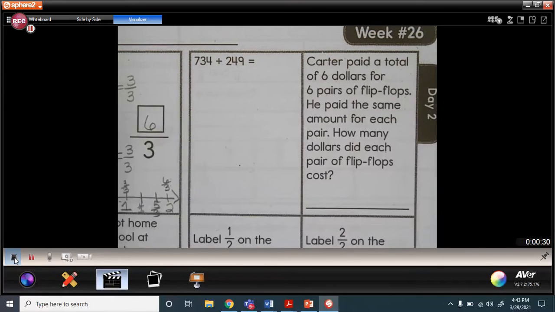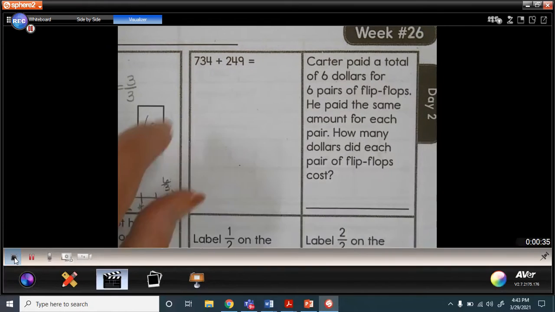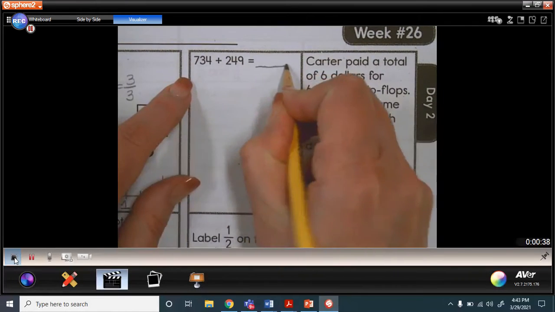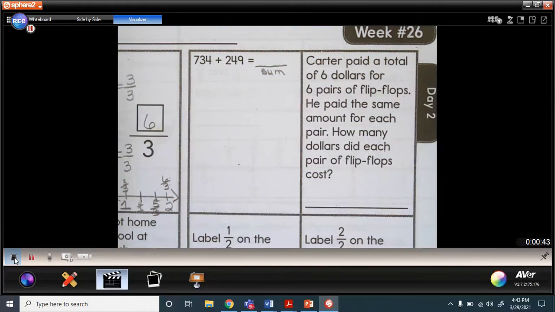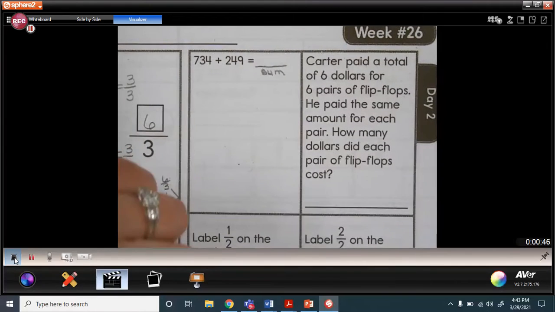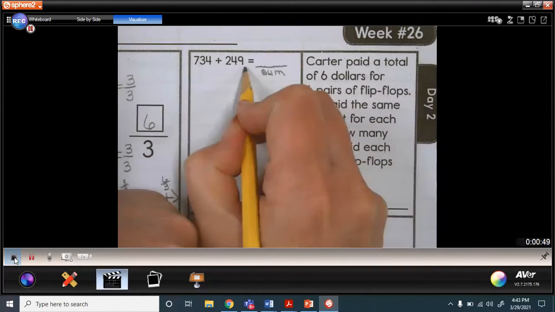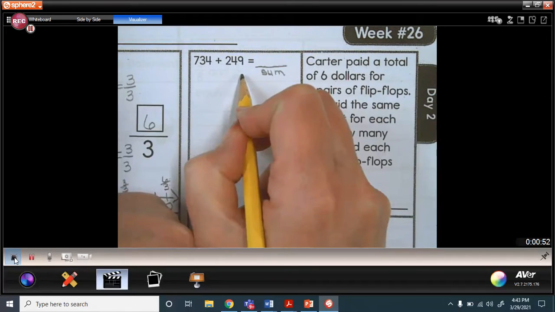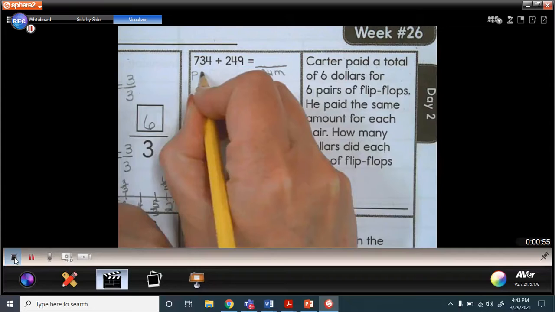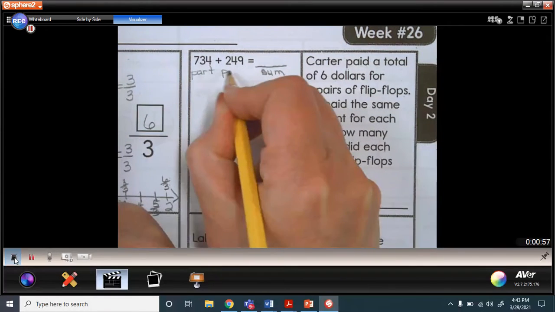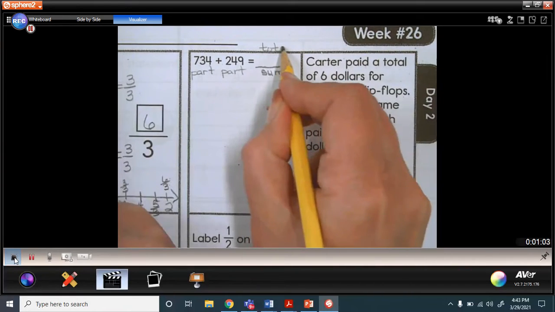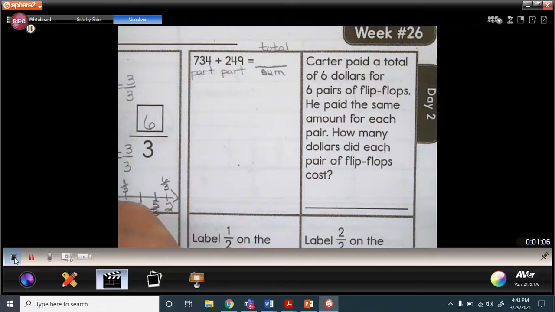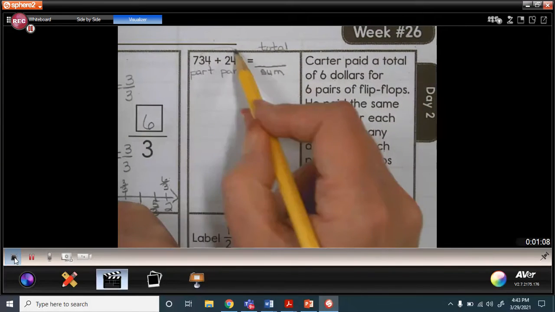All right, let's look at week 26, day 2. We have an addition problem. We are looking for the sum. Everybody remember that that's what we call the answer to an addition sentence. It's called the sum. We're going to take 734 and 249 and add them together to make a total. So this is a part and this is a part. And when we put those parts together, we make a total or sum, right? The whole. What is the whole when we put these two together?